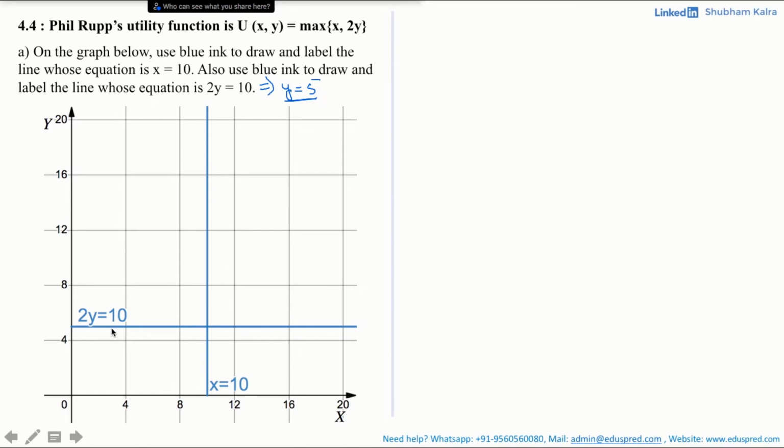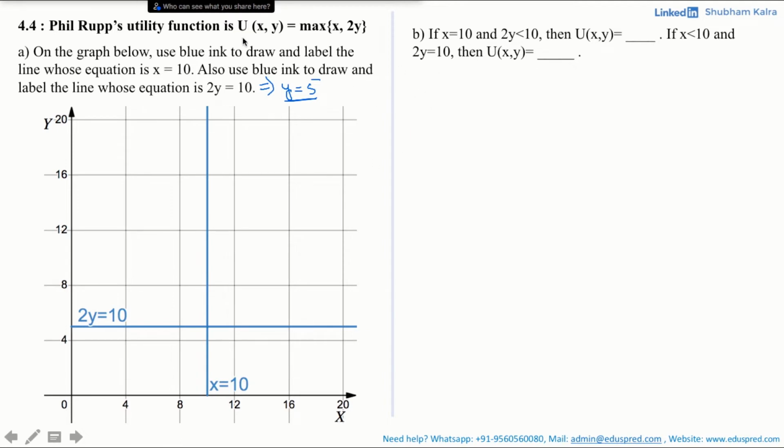Now let's move on to the next part, which says, if x is equal to 10 and 2y is less than 10, then u of x comma y is equal to dash, and if x is less than 10 and 2y is equal to 10, then u of x comma y is equal to dash, and we are required to fill in the blanks.